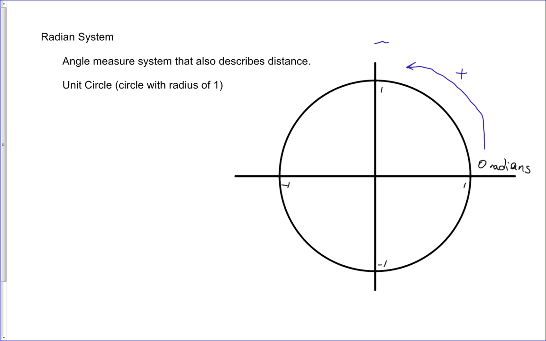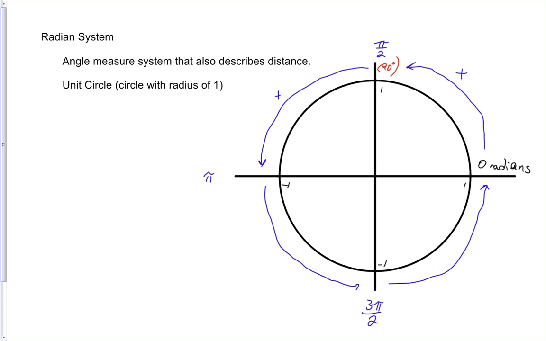So this would be pi over 2. Remember, this is 90 degrees. I'll write that in here too. 90 degrees in radians is pi over 2. I'll get to why later, maybe not this video, but later. If you keep going around the positive direction, this is pi radians. If you keep going around, this is 3 pi over 2 radians. And then when you finish up, you finish back at 2 pi.